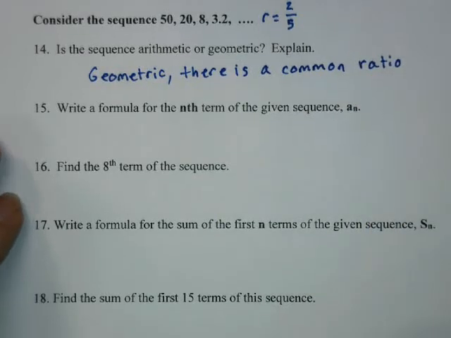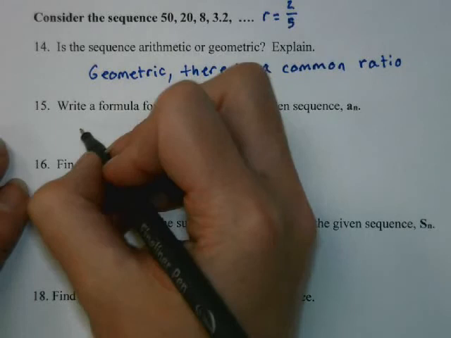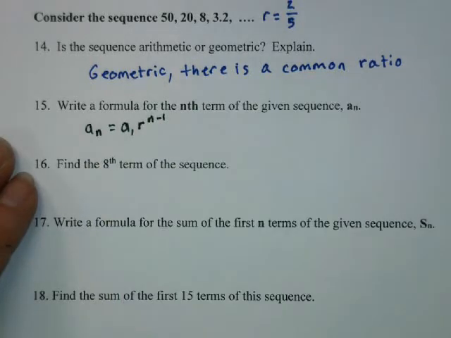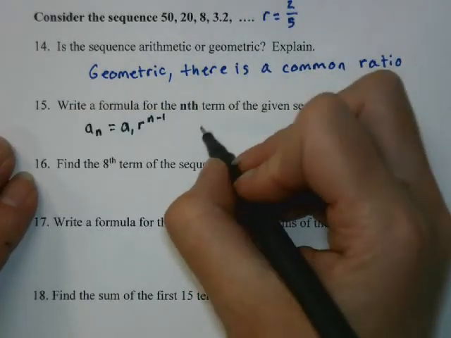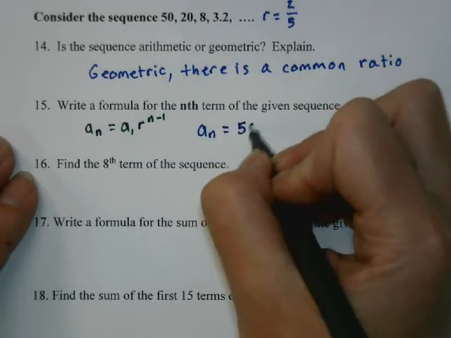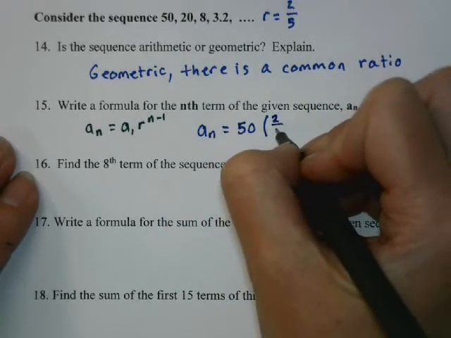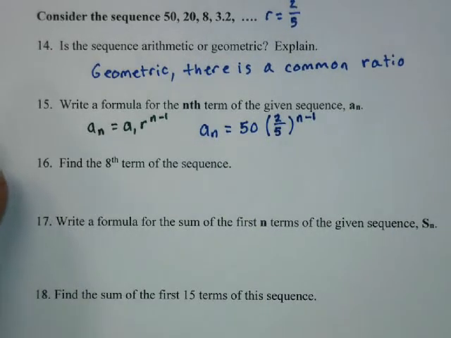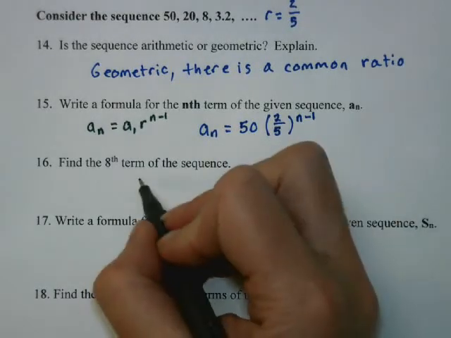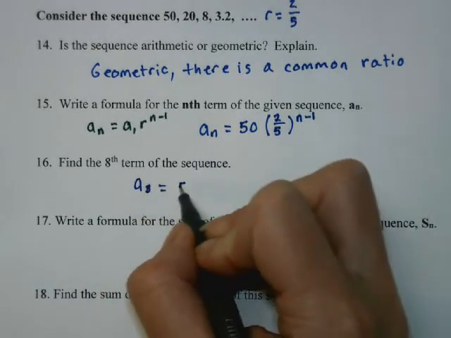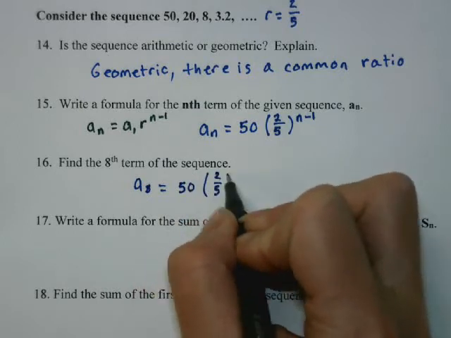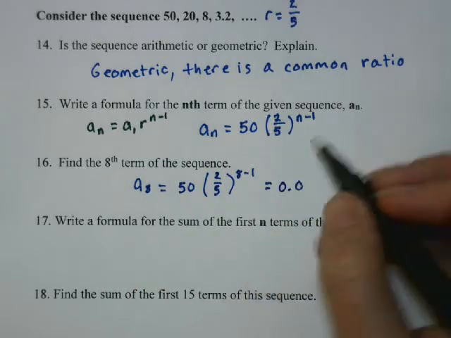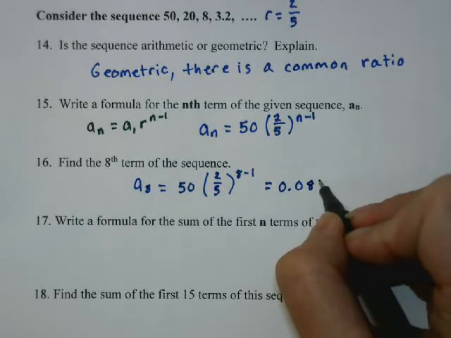Okay, so we'll write the nth term here. The general formula for a geometric is a1 r to the n minus 1. So for this series, my a1 is 50. My common ratio is 2/5 to the n minus 1. Then we can plug in 8. So our 8th term is going to be 50 times 2/5 to the 8 minus 1, which when you plug this in the calculator is going to be 0.08192.